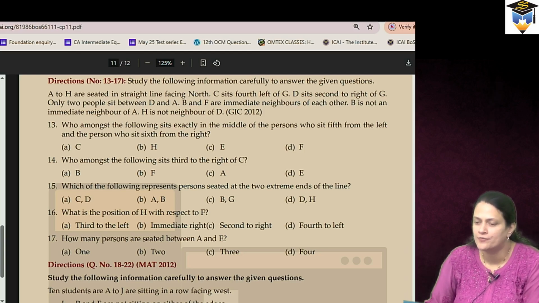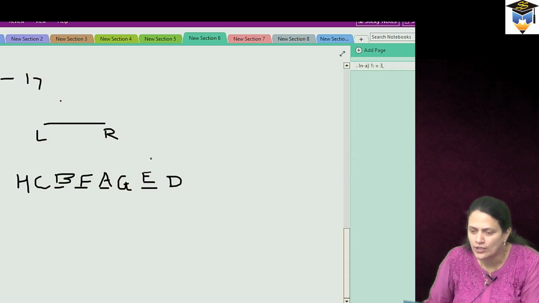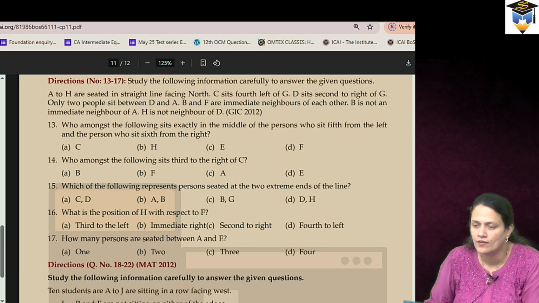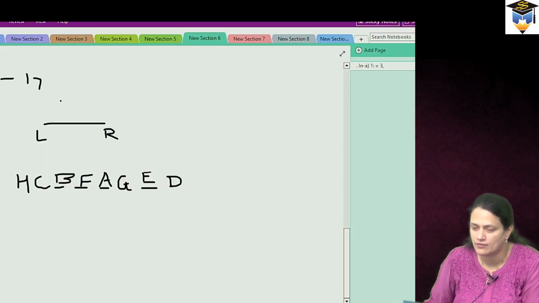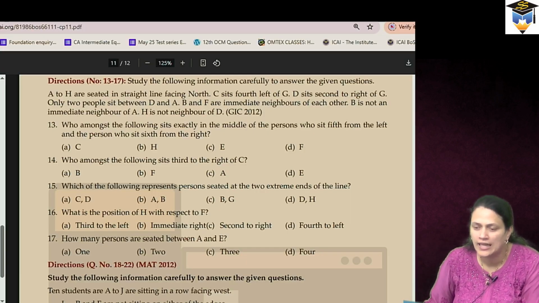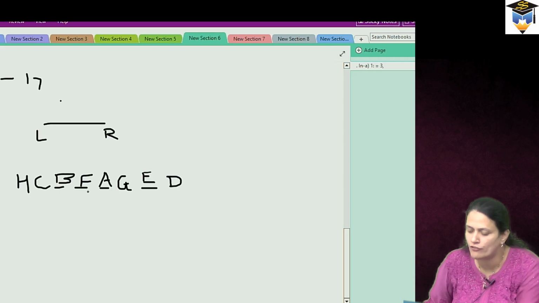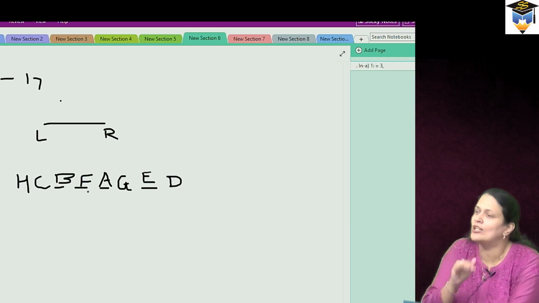Then 14th, who amongst the following sits third to the right of C? Third to the right of C: A. Which of the following persons is seated in the extreme end of the line? D and H. That is option D. For the 16th, what is the position of H with respect to F? Third to the left. So H is sitting third to the left of F.